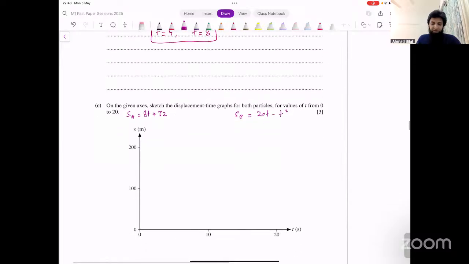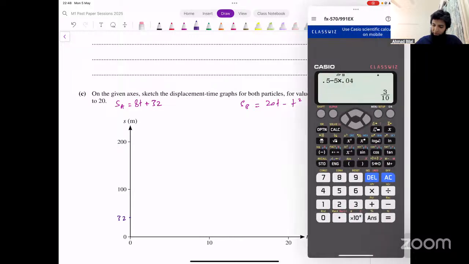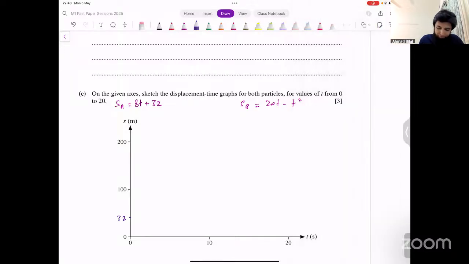Now, the first one is just a straight line. Just figure out the displacement at time equals 0. At time 0, the displacement would be 32. Let's mark that point somewhere here. Let's say this is 32. At time equals 20, you can find that. 8 into 20 plus 32, you should show these points, 192. Let's mark this here. This is 192. So you could say it's somewhere around here. You will use a ruler to make sure that it aligns with that. I can't do that here, so I'll just mark it like this.